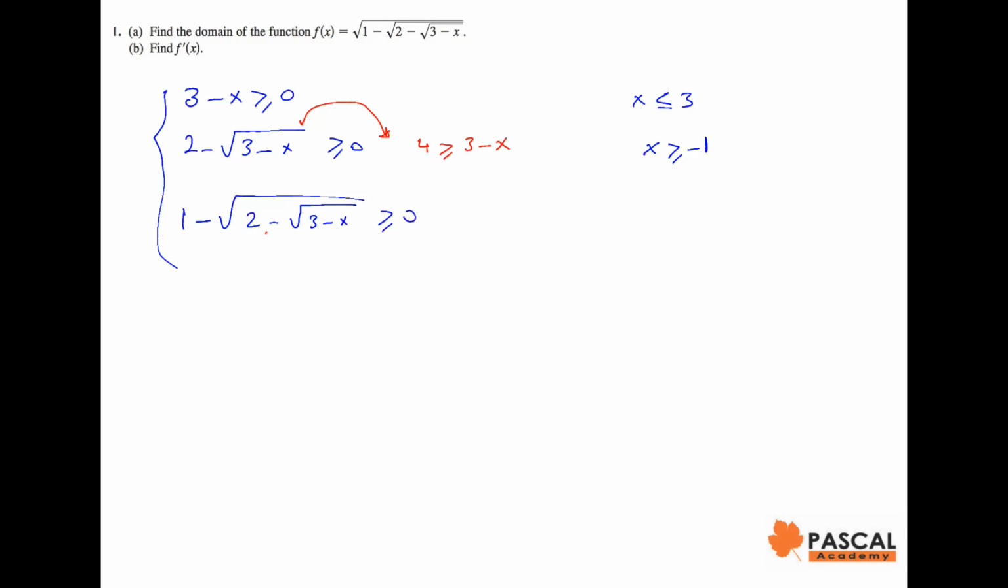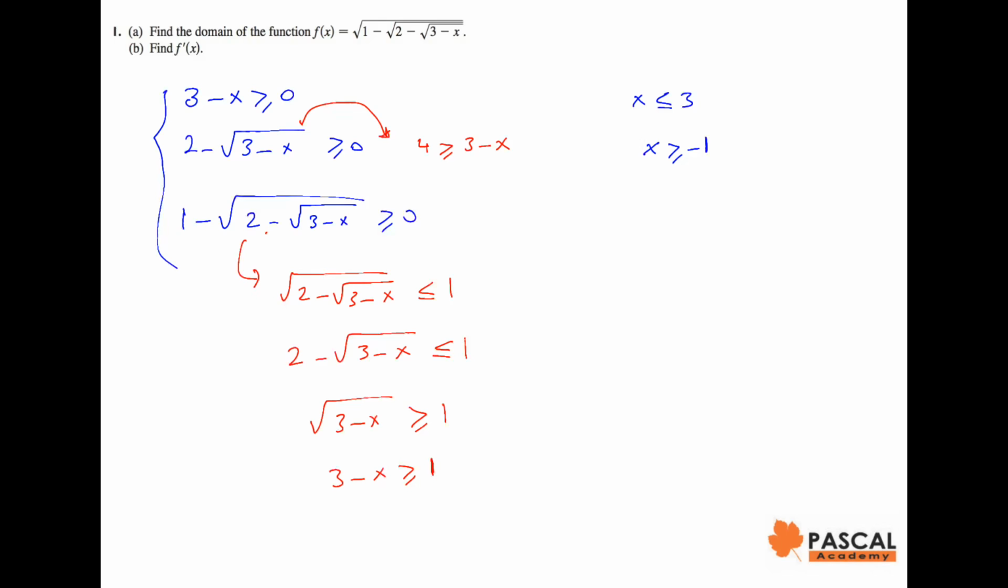We do the same thing for the last inequality. Square root of 2 minus square root of 3 minus x smaller than or equal to 1. 2 minus square root of 3 minus x smaller or equal than -1, which means square root of 3 minus x greater than or equal to 1. 3 minus x more than or equal to 1, which is the same as x less or equal than 2.